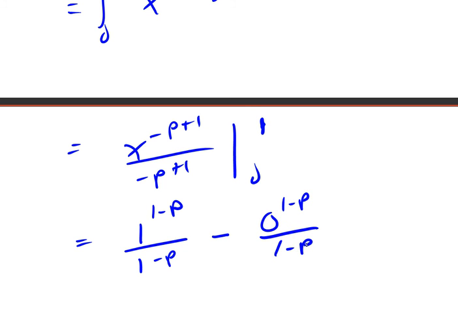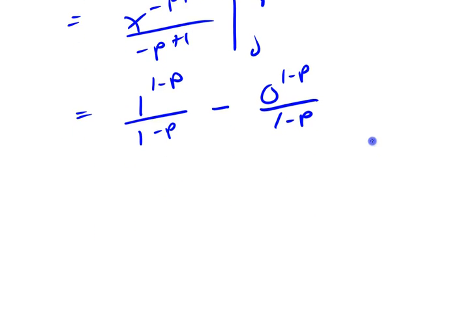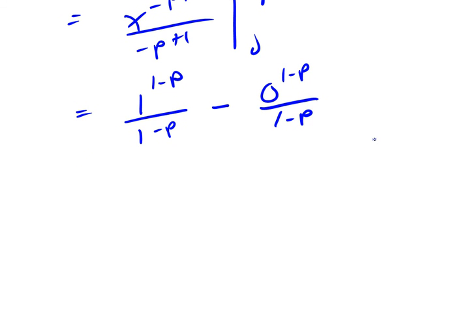Now, if you're not careful here, we might just say, oh, 0 to that power is always 0, right? Well, no. There's two things that could happen. Let's do it in the same order we did before. If p is bigger than 1, then 1 minus p is negative.